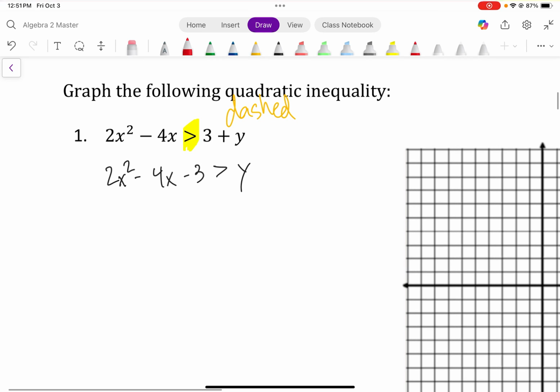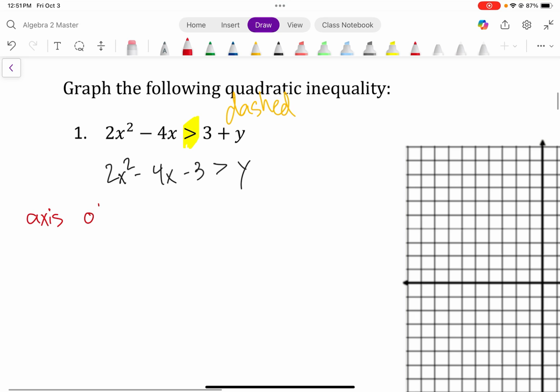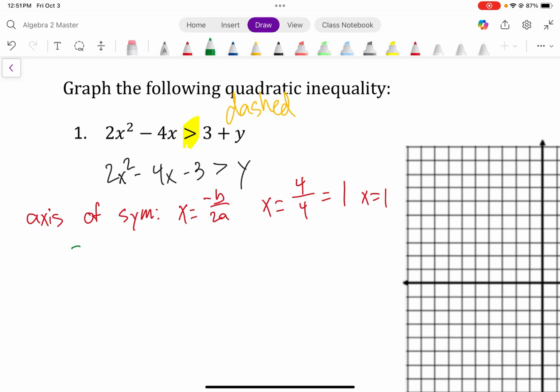So when I have standard form, the first thing I find is the axis of symmetry. That's always going to be at x equals negative b over 2a, which in this case, negative b, negative 4 is a positive 4. 2a is 2 times 2. That's 4. So we get x equals 1 for the axis of symmetry. The reason we find that is to plug that in. 2 times 1 squared minus 4 times 1 minus 3. I'm essentially pretending that inequality symbol is an equals. So think of that as equals y.